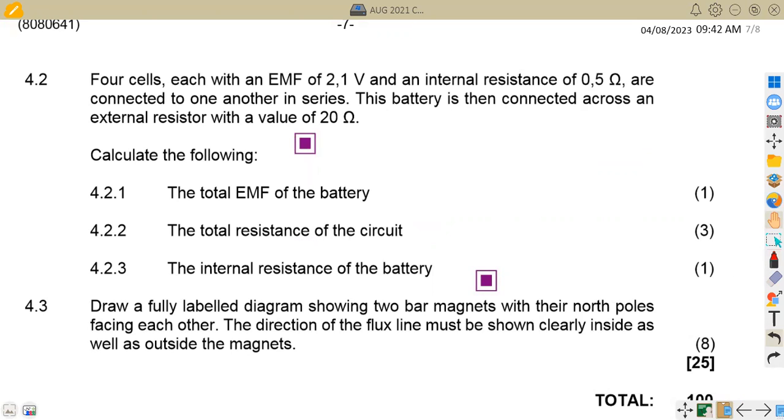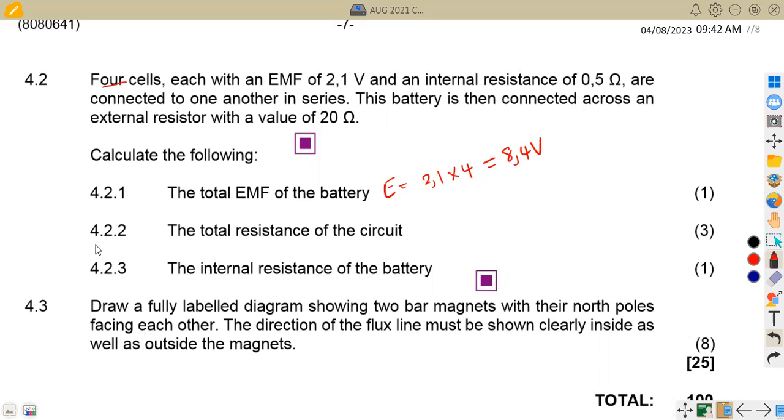So take note that we are given 4 cells, each with an EMF of 2,1 volts in series. Which means for the total EMF you're supposed to add 2,1 four times. To add 2,1 four times is simply to multiply 2,1 times 4. But you're supposed to add E1 plus E2 and so forth. So this is going to give us 8,4 volts.